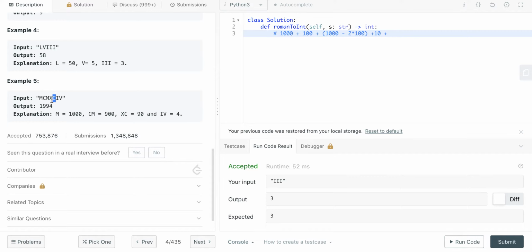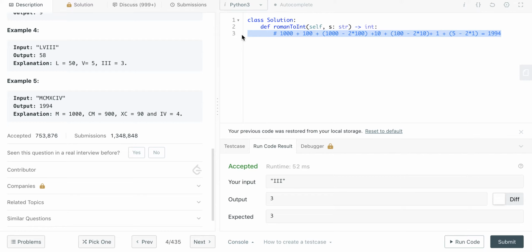C is larger than X. That's a special case. We need to use 100 minus 2 times 10. I is smaller than C. That's good. We add 1. V is larger than I. That's a special case. So we need to treat IV as a unit, and 5 minus 2 times 1. So in the end, we will get 1994. So that's the special case.